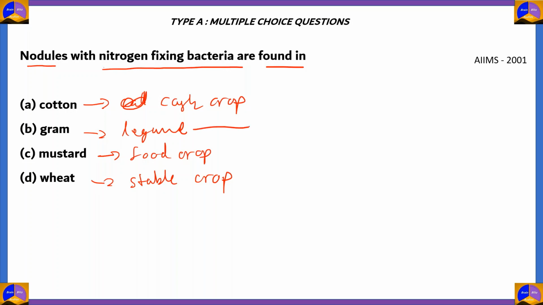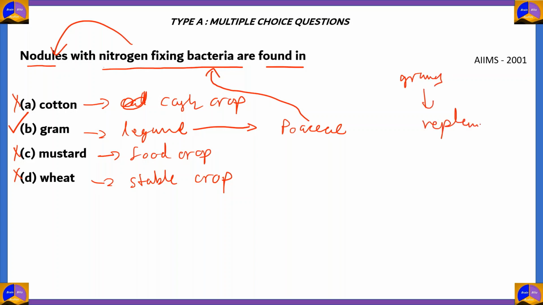Gram is a legume which comes under Poaceae, and these kind of plants always contain nitrogen-fixing bacteria in nodules. So option B is the right answer. Options A, C, and D are incorrect. Grams are also used to replenish fields with lost N2. So their lost N2 is replenished with the help of grams. So when you grow grams, the field gets replenished with nitrogen fertilizer.